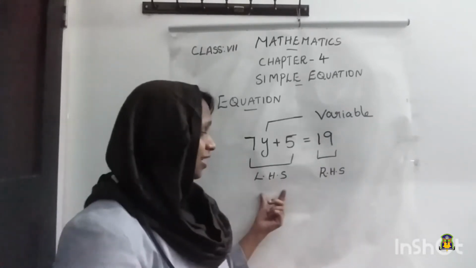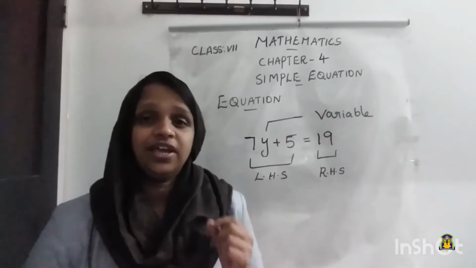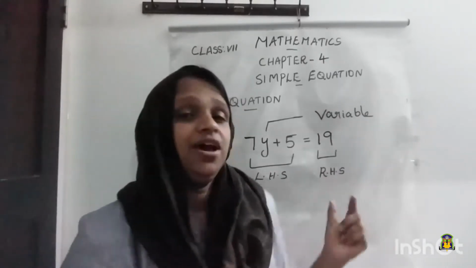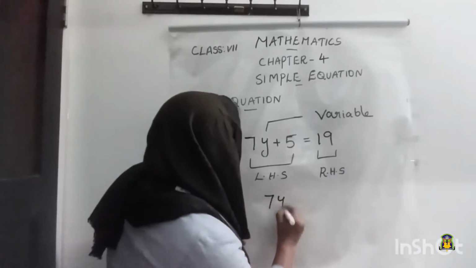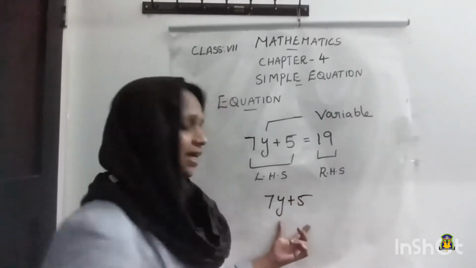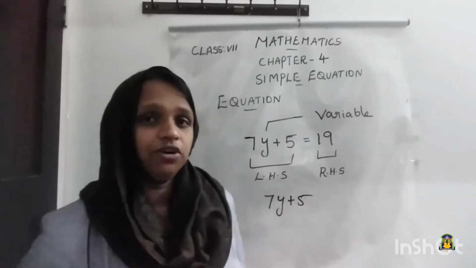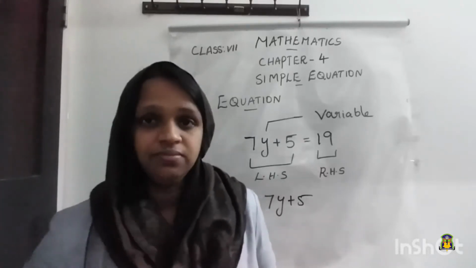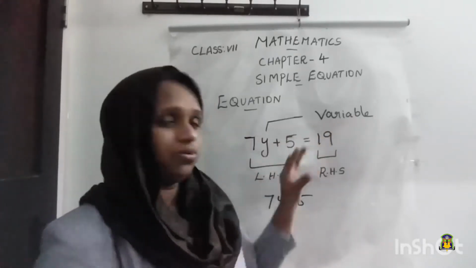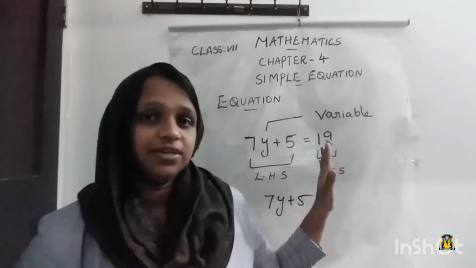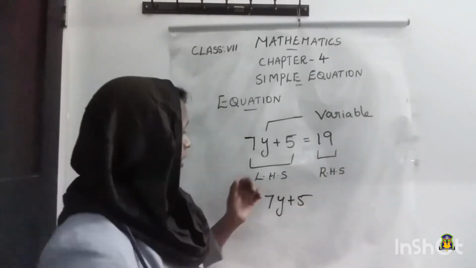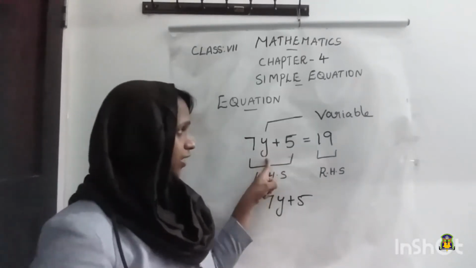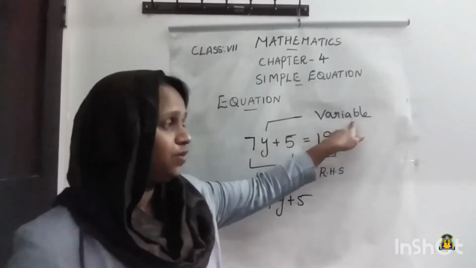What is meant by LHS? It is the left hand side. RHS means right hand side. If I simply write 7y + 5, we call it an expression. If an equal to sign is there, then we call it an equation. Okay, got it. Now here this y we call a variable.